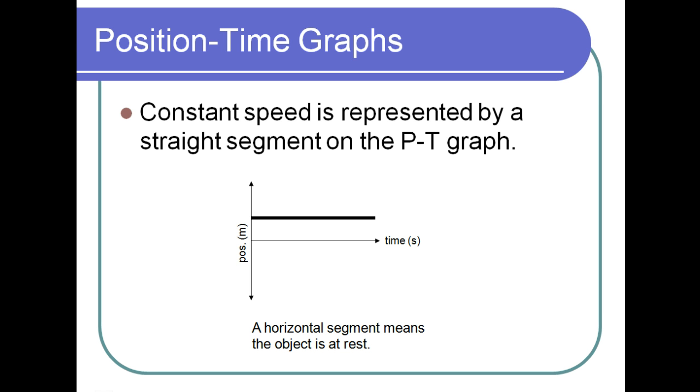This is constant speed represented by an object at rest. Our position is not changing over time. So this object is at rest. You can tell that by having a horizontal line parallel to your x-axis.